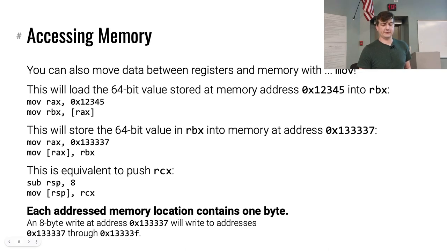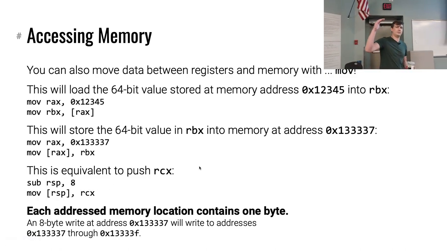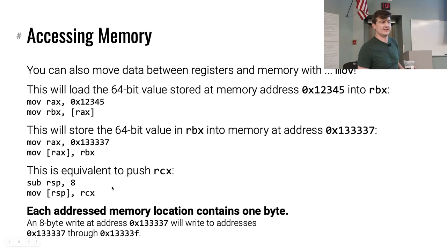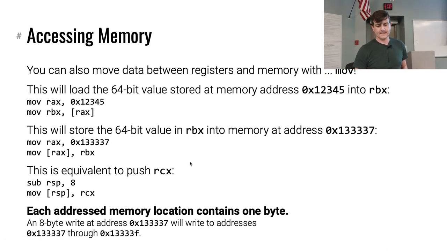All right, and going back, the question on Twitch is asking about this push RCX. There's a subtraction from RSP by 8 before we move, and the idea is these two instructions are equivalent to a push RCX, because a push RCX fundamentally subtracts from the stack pointer and then pushes whatever's in RCX onto the stack. So it's just showing that those are equivalent. And you have to subtract before you move because that's the semantics of the push instruction.